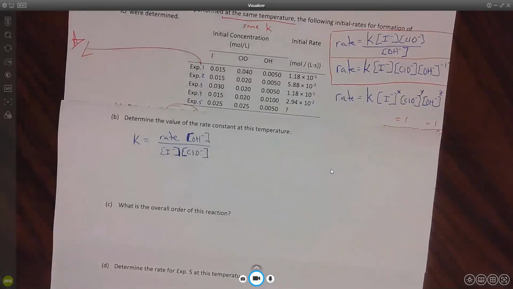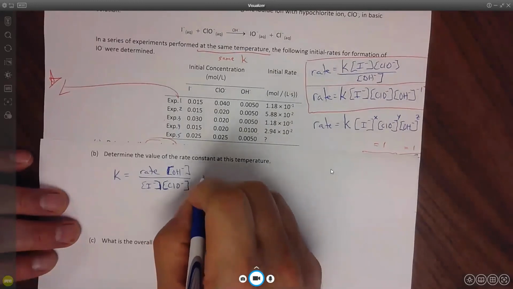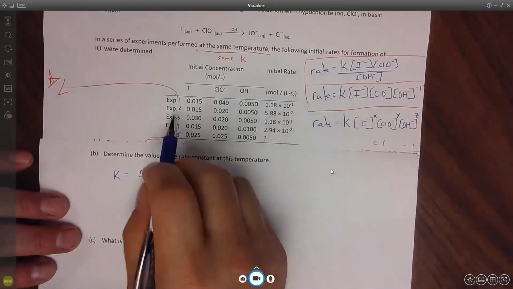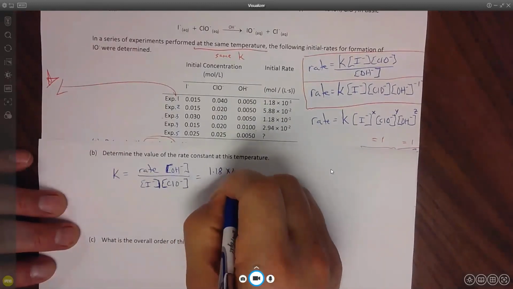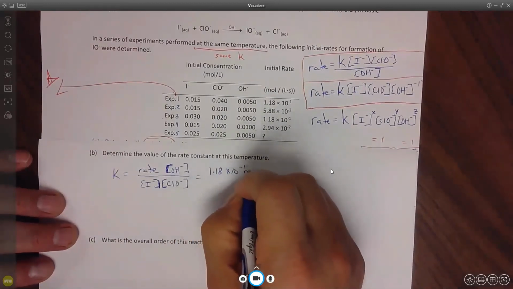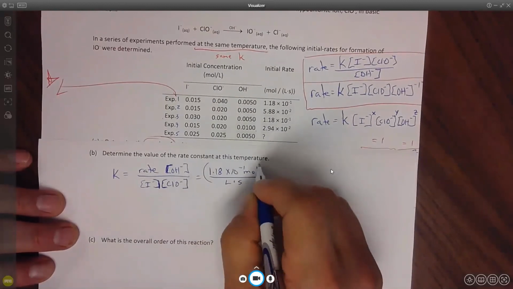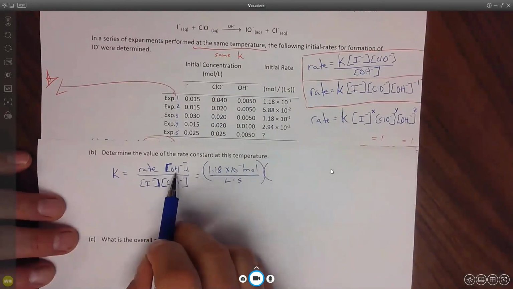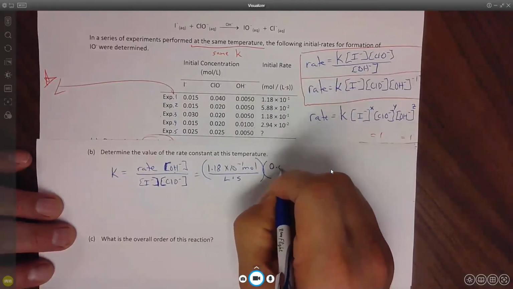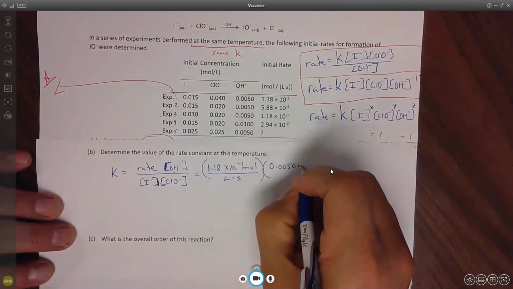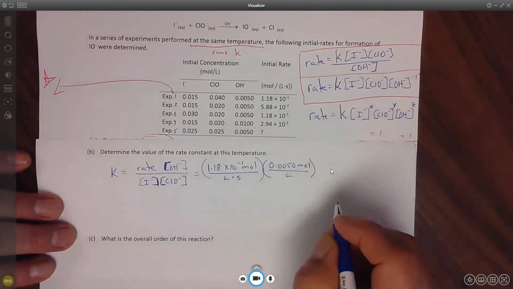Let me make sure that's true. Yeah, so I'm going to use experiment 1. So basically the rate of experiment 1 was 1.18 times 10 to the negative 1 moles per liter per second. The concentration of the hydroxide for experiment 1 was 0.005. Remember, the molar means moles per liter.